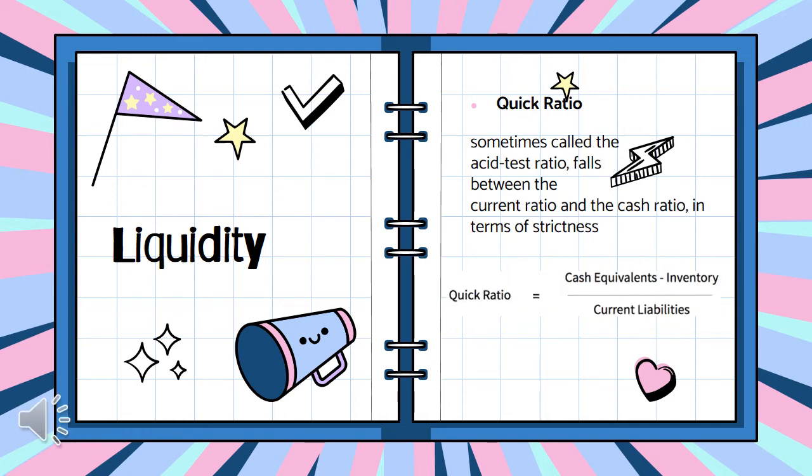The last one is the quick ratio. The quick ratio is sometimes called the acid test ratio. It falls between the current ratio and the cash ratio in terms of strictness. It's similar to the current ratio except that the quick ratio excludes inventory from current assets. And by the way, the formula is cash equivalents minus inventory divided by the current liabilities.